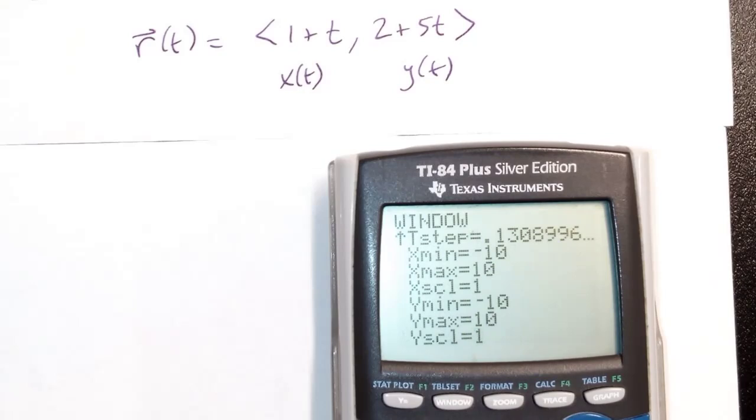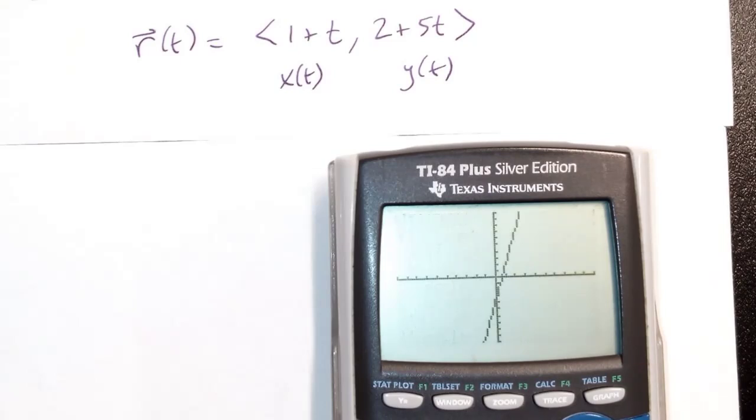I didn't change the t step. That's the distance it jumps in t before it plots points. But you could if you wanted to. I just don't care at the moment. Hit graph. Before I hit graph, what should I see? Oh, wait a minute. That's a linear equation. I should see a line. There we go. And not only is it a line, it's a line with slope 5. How do I know it's a line with slope 5?